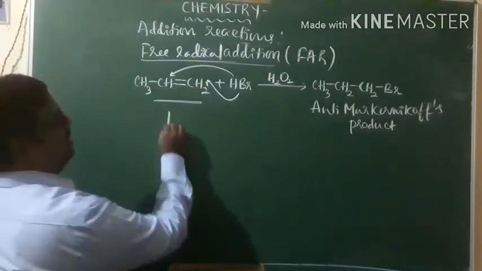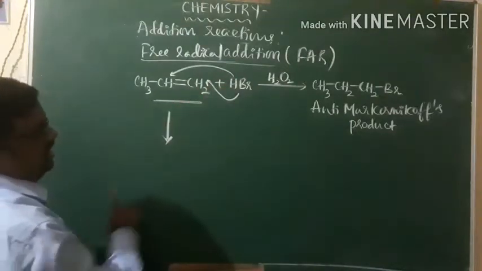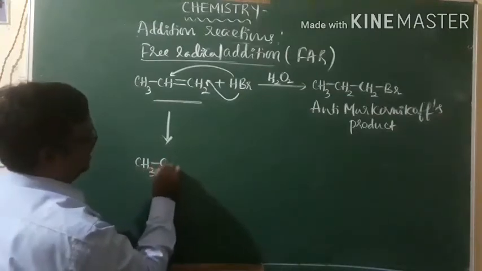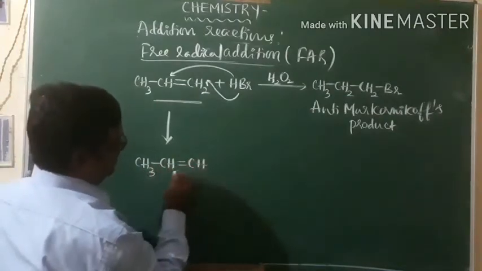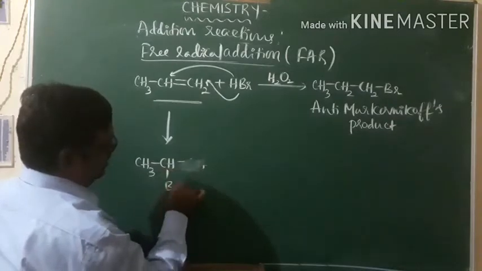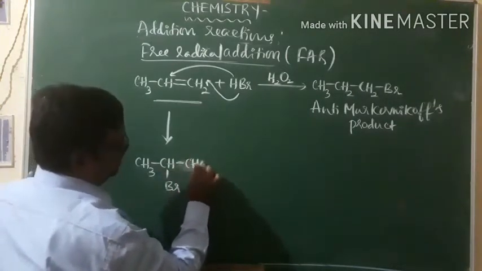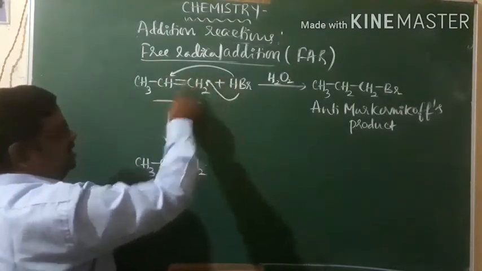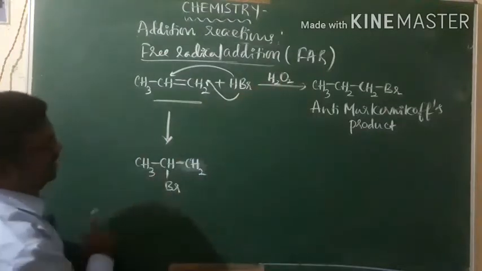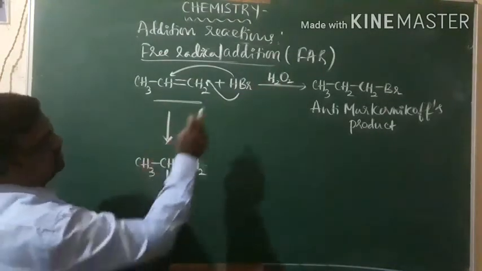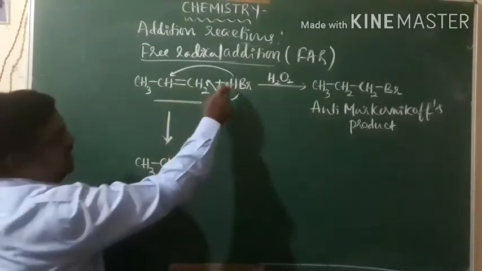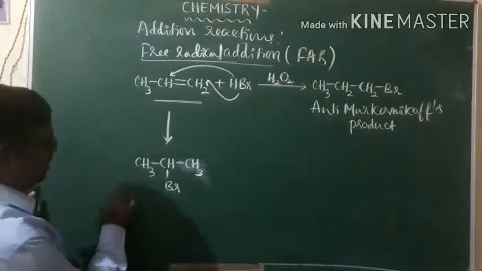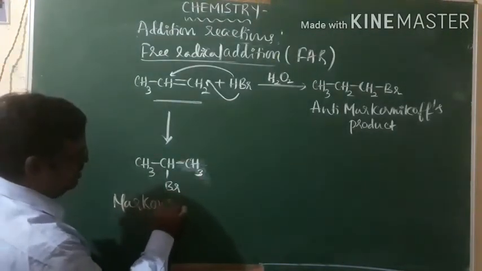Actually, if the chemical reaction is carried out in the absence of hydrogen peroxide, look at this, the reaction will proceed in a different path. That is, Br will be connected to CH, hydrogen will be connected to CH2. Earlier, H was connected to CH and Br to CH2. When hydrogen peroxide is absent, it gets reversed. Br will be connected to CH, hydrogen will be connected to CH2, and it will become CH3 there. And this is Markovnikov's product.